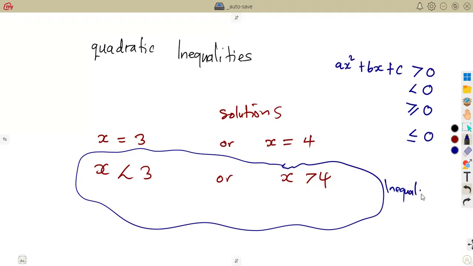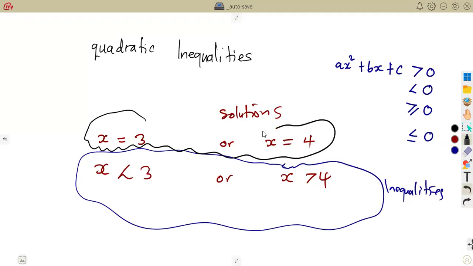This is for the inequalities. Whereas if I'm writing x is equal to 3 or x is equal to 4 like this, here I'm solving an equation. I want you to understand this because in these quadratic inequalities, there is a part where we are going to work with an equation. So you must know that, where you are finding x is equal to 3 or x is equal to 4.